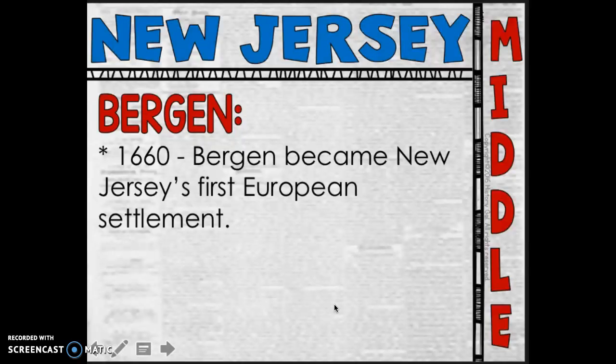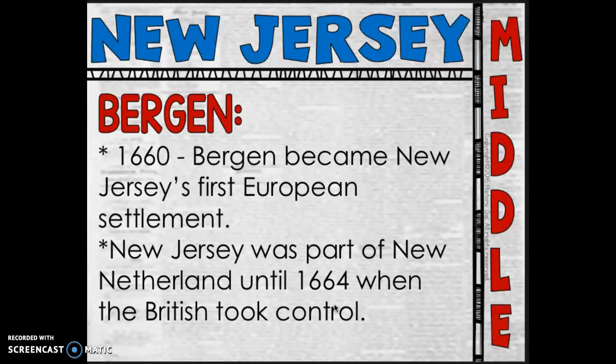Bergen. In 1660, Bergen became New Jersey's first European settlement. New Jersey was a part of New Netherland until 1664 when the British took control. So originally, New Jersey and New York were actually one big colony. But in 1664, when the British took control of New York, New Jersey became separate.